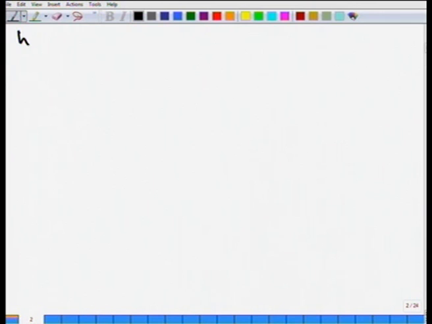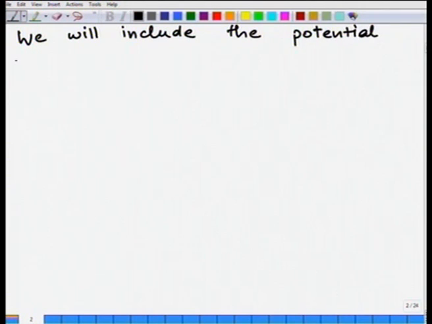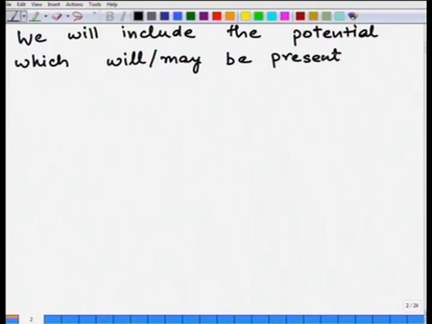First step we are going to do that. In the second step, we will include the potential which will or may be present. Now, what does that mean? Let us look at it. What does the potential mean? Where does the potential come from? Now, imagine V comes from what?